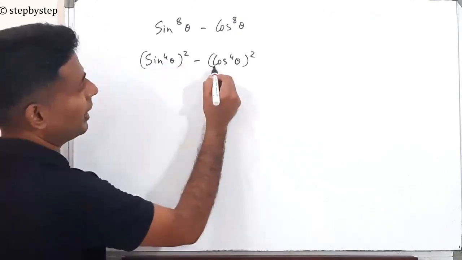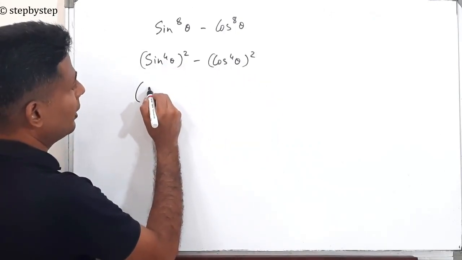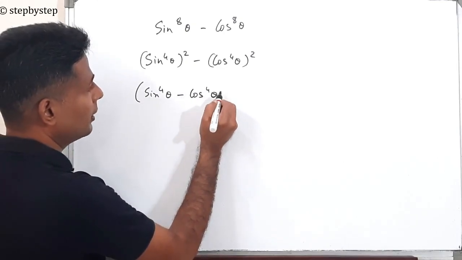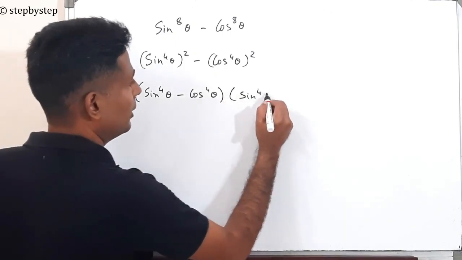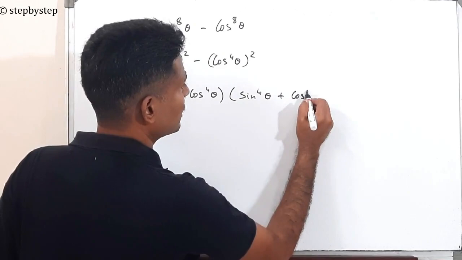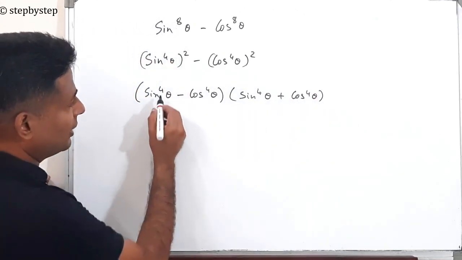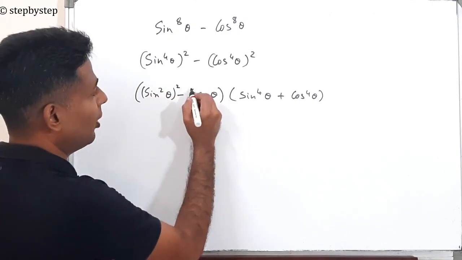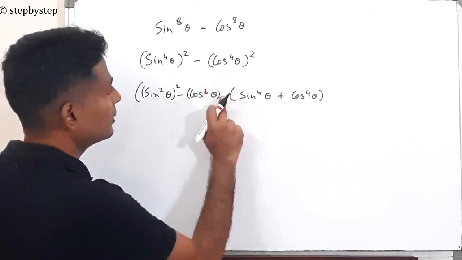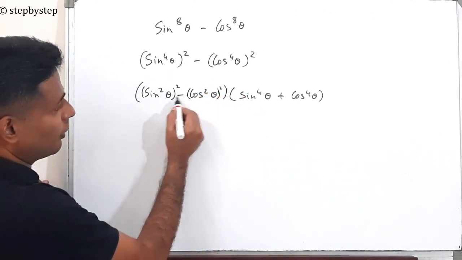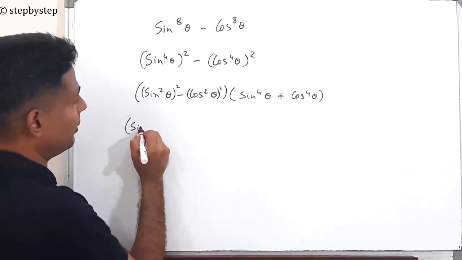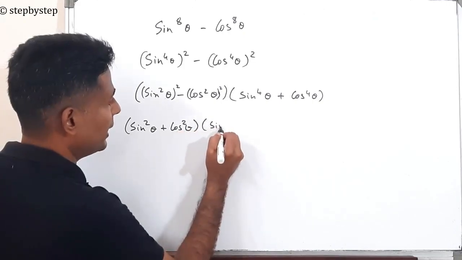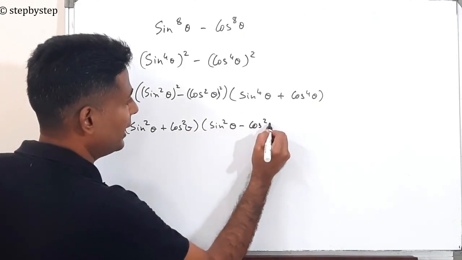Now this is of the form a square minus b square. So what do we get? A square minus b square into a square plus b square, right? Now this again I can write in the form sine square whole square, and this also I can write in the form cos square whole square, right? Now again it's of the form a square minus b square, so this will become sine square theta plus cos square theta into sine square theta minus cos square theta.